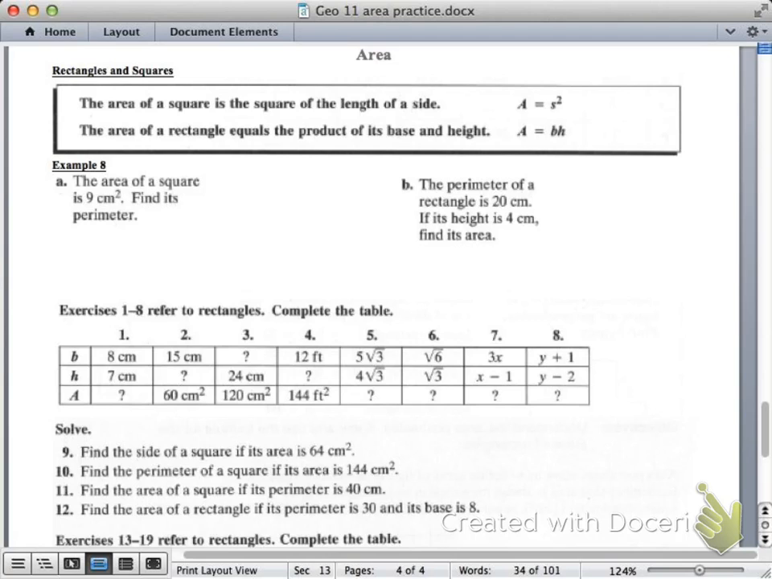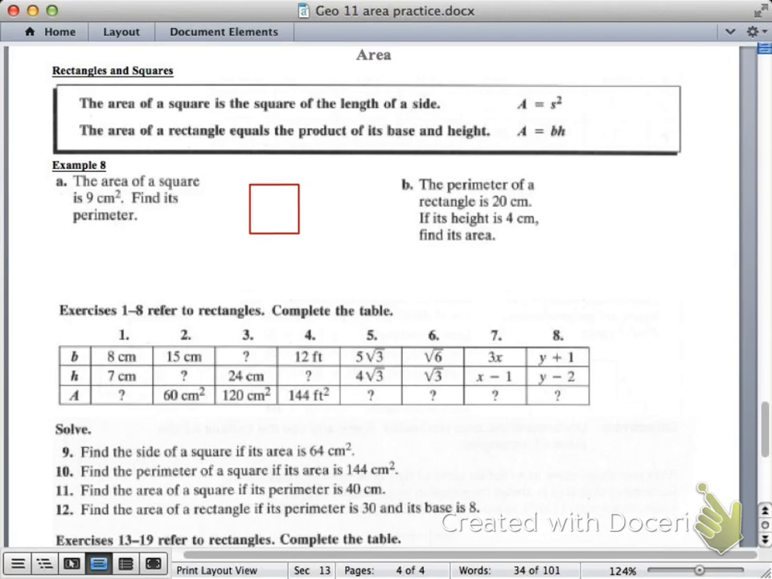But let's get going. We're talking a lot about area of some of these shapes that you should already know about, like rectangles and squares. I expect that you already know what the area of a rectangle is: base times height, and a square is also base times height, but because the sides are equal, it's just simply the side squared. Keep in mind that the perimeter is all the sides added together. So I'll do these examples here with you.